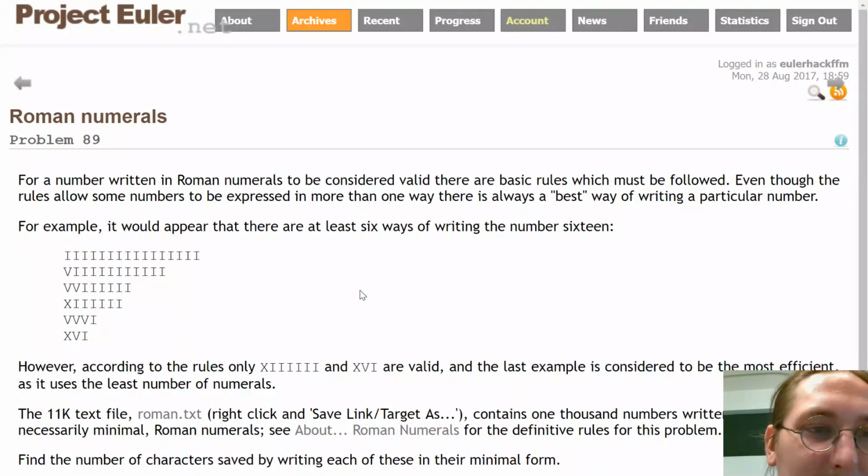Oh no. I will not write something to convert Roman numerals. I will not. This has to be something a bit more interesting. If this is about converting Roman numerals, I will skip. I will Google a program to do this. For a number written in Roman numerals to be considered valid, there is a basic set of rules which must be followed. There's always a best way.